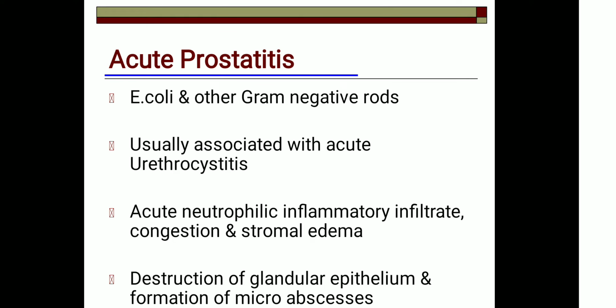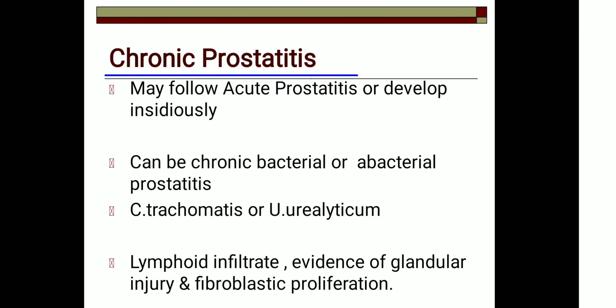Now, a few inflammatory conditions of prostate: acute prostatitis as well as chronic prostatitis. Acute prostatitis is not that common, usually caused by E. coli and other gram-negative rods, and is usually part of acute cystitis; any infection in the urinary tract can be associated with acute prostatitis. There is an acute neutrophilic inflammatory infiltrate, that means neutrophils, with destruction of the glands as well as microabscesses.